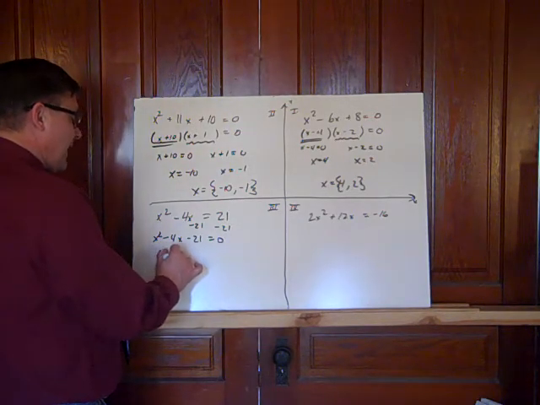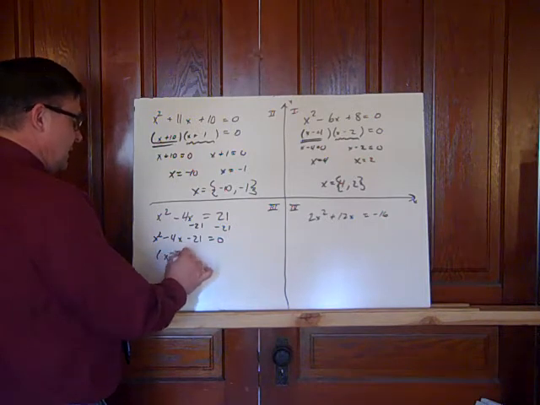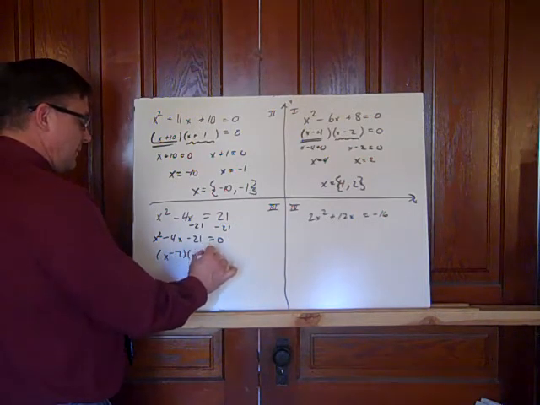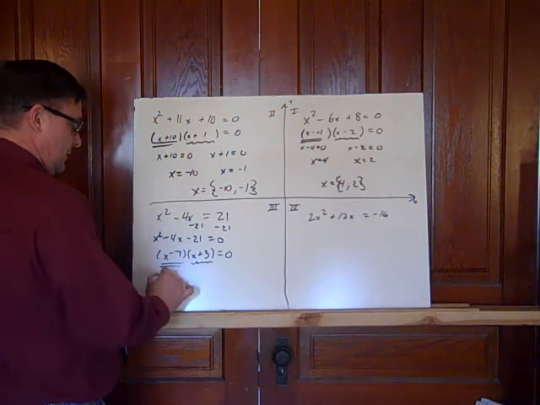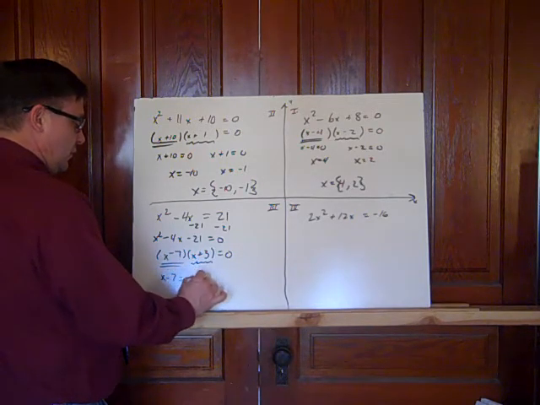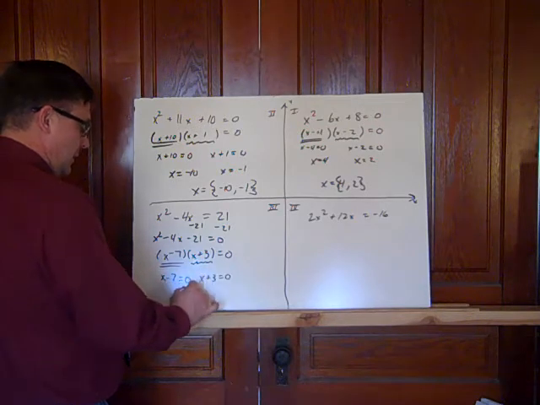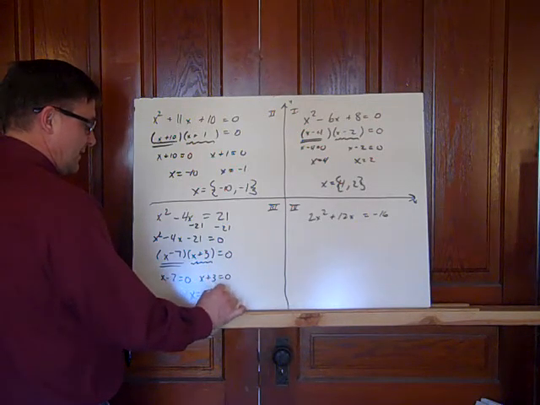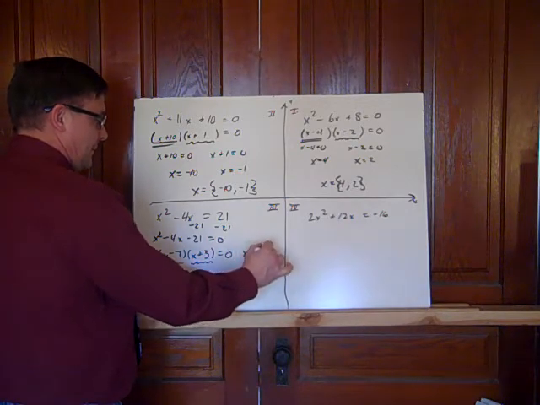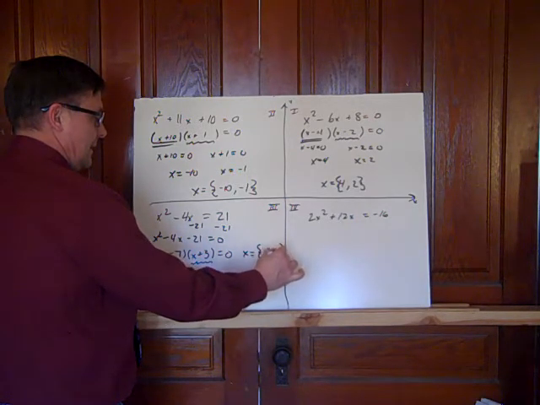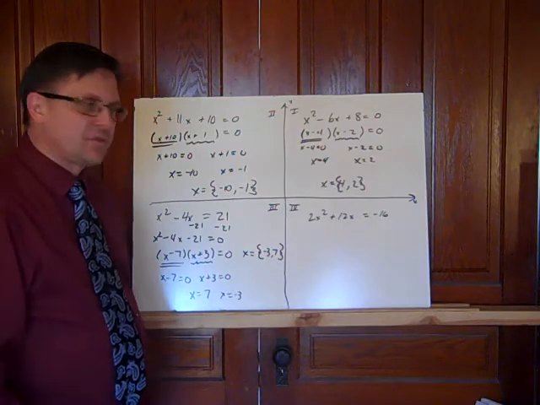Again, I know I'm factoring quite fast. If that's a struggle, look that video up. But again, A times B, so we can set those both equal to 0. And I get x is 7, or I get x is negative 3. And I have my solutions.